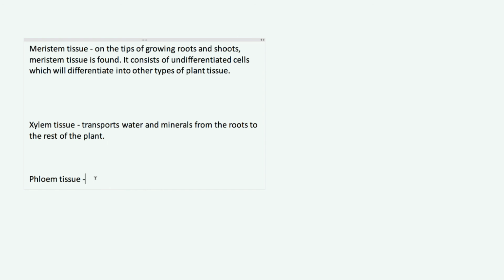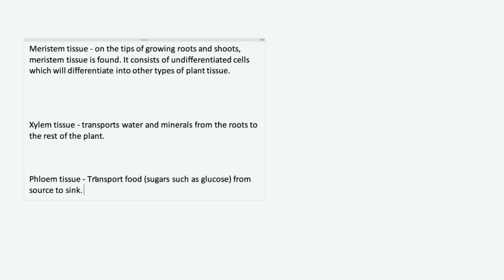Okay, the phloem, rather than transporting water and minerals, it transports food. Okay, and when we say food, we're basically talking about sugars, but the role of the phloem is to transport food. I'm going to put sugars such as glucose, because that's what we really mean by food. Okay, from source to sink. Okay, and what that means is from where it's made to where it's needed.